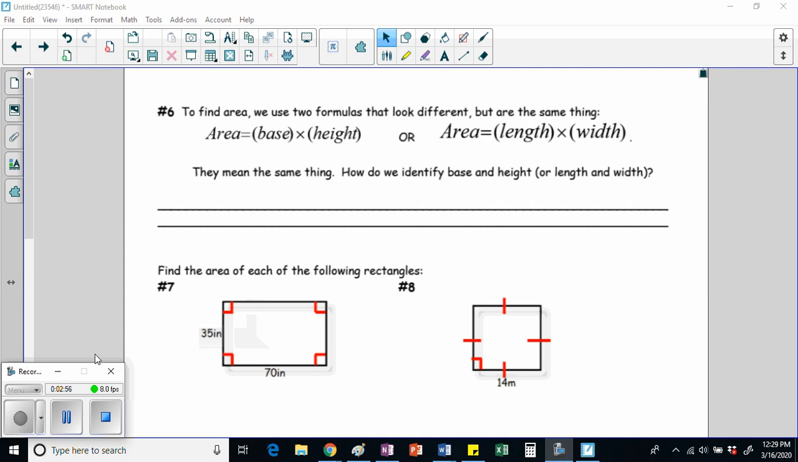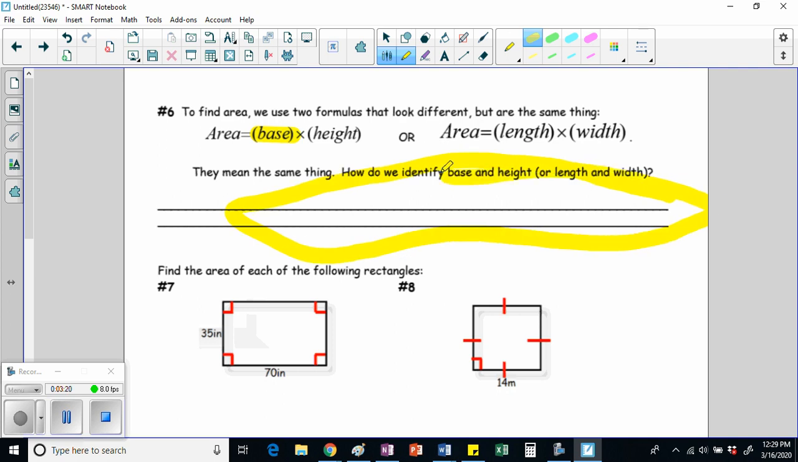So on page 2, we've got both those formulas listed as well. And they both work. It doesn't matter which way you talk about it. The one problem is later in the semester, the word base is going to mean something else. So I'm going to try to say length times width, but it's the same thing as base times height. When we identify our base and height or length and width, the key thing here is they have to make a right angle with each other. And that's what I'm asking about right here, is when we're identifying our base and height or length and width, they must make a right angle with each other.